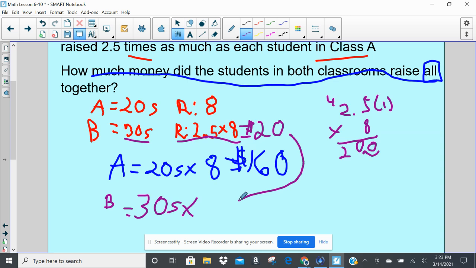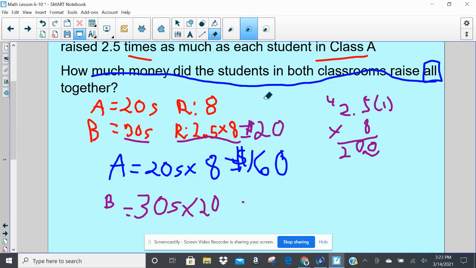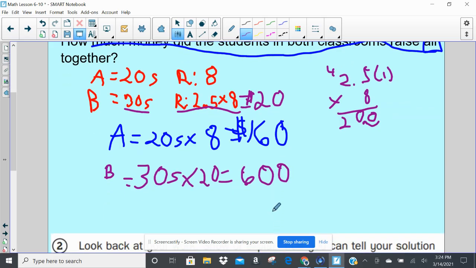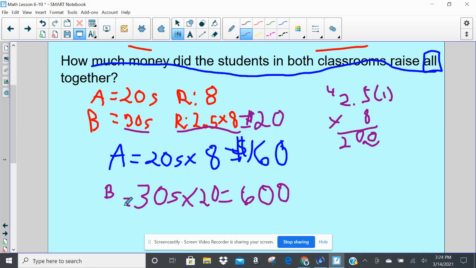I'm now going to multiply that $20 times the number of students. So what is 20 times 30? Well, 2 times 3 is 6. How many zeros do I need to tag on the end? 2. Wow, that's a lot of money. But guess what, boys and girls? We're still not done. Class B raised $600.